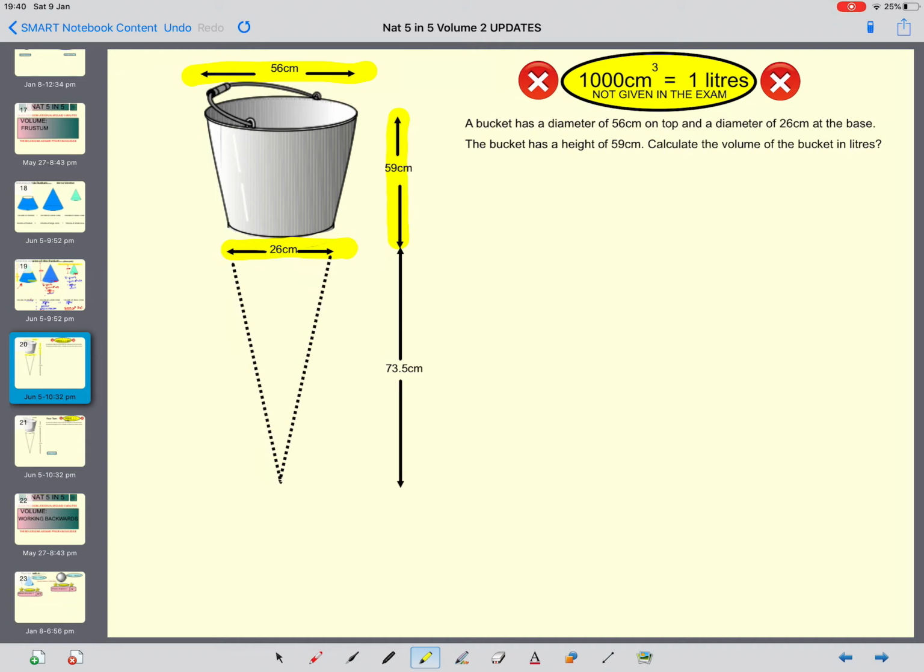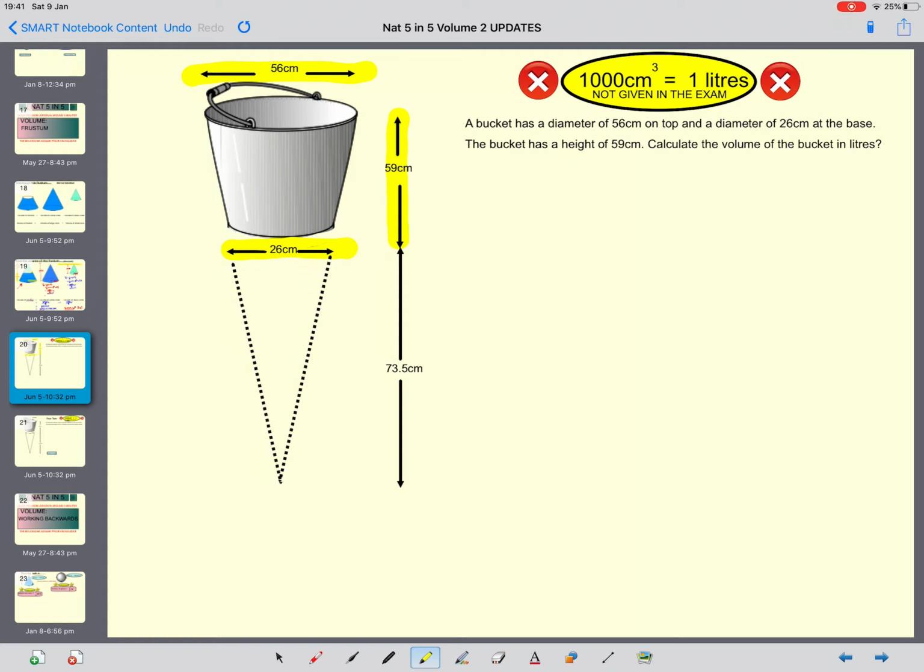Now really what is happening here is the bucket is a frustum in that shape. So you have a large cone that you have to work out the volume for, and then you have a smaller cone that you work out the volume for, then you need to take them away from each other, and that will give you the volume of the bucket. There's one more thing here because you have to do it in terms of litres, but we'll deal with that in a minute.